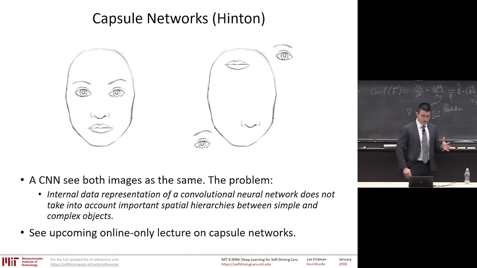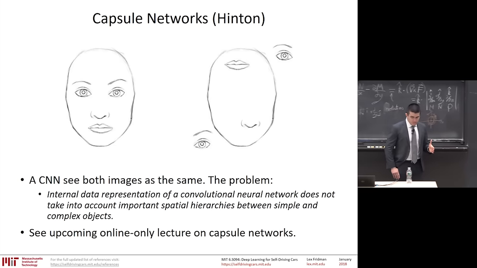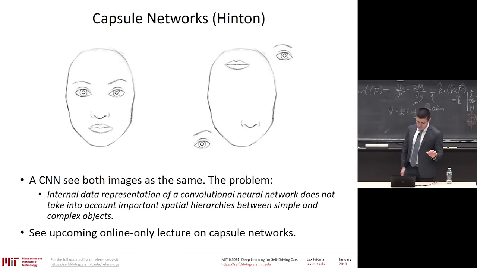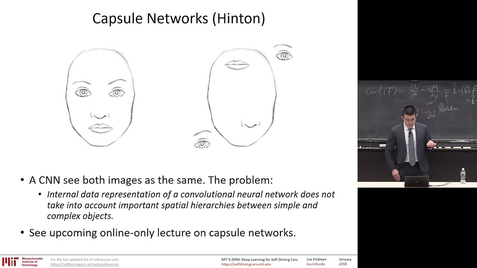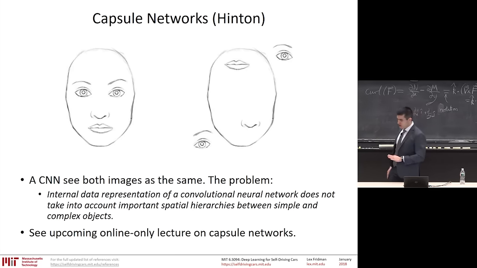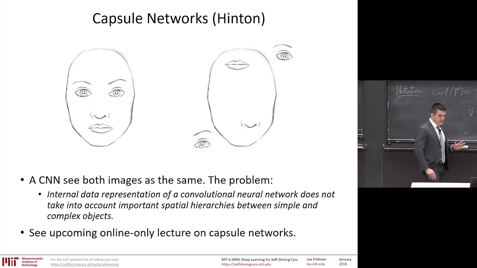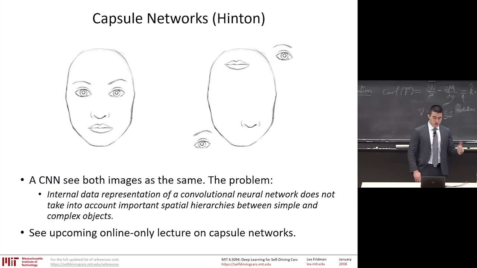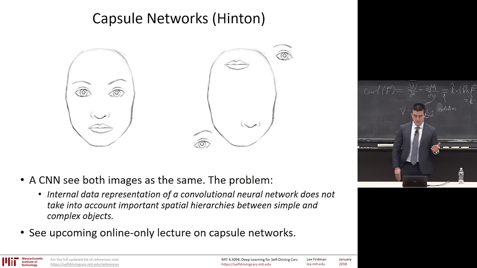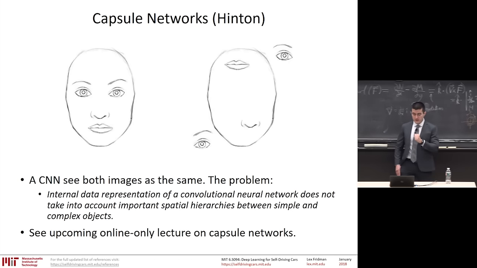So neural networks, with convolutional neural networks, due to their spatial invariance, throw away information about the relationship between the hierarchies between the simple and the complex objects. So the face on the left and the face on the right look the same to a convolutional neural network. The presence of eyes and nose and mouth is the essential aspect of what makes the classification task work for a convolutional network, where it will fire and say this is definitely a face.